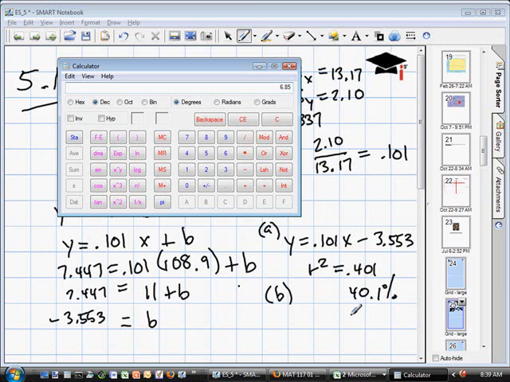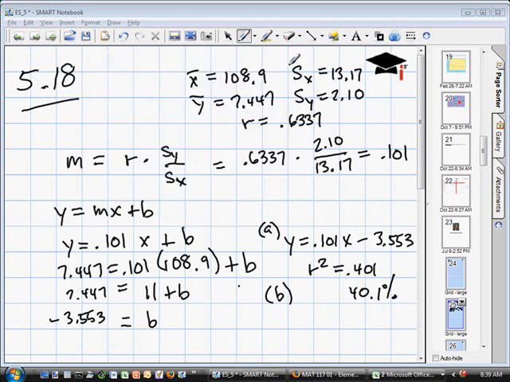I wonder if I made a mistake over here. 6.85 GPA doesn't make sense. So let me take a look at what I might have goofed on here.